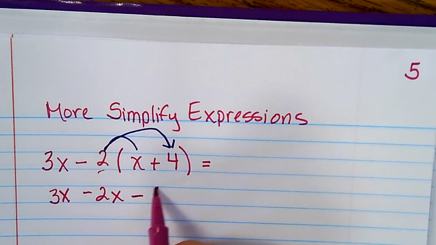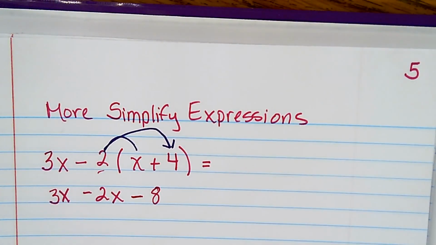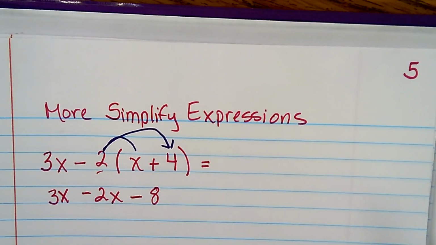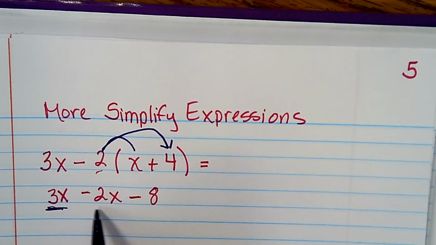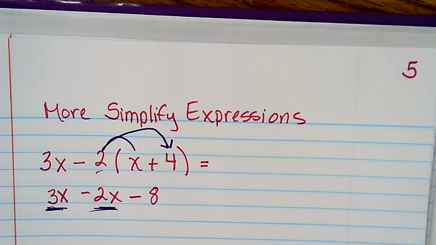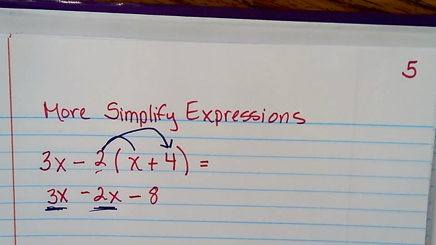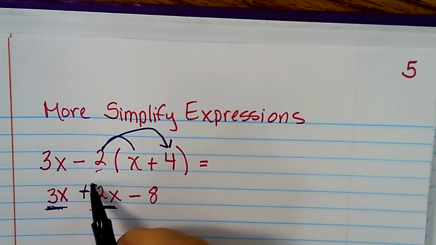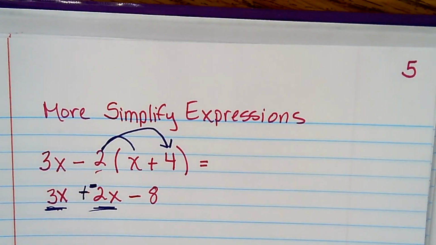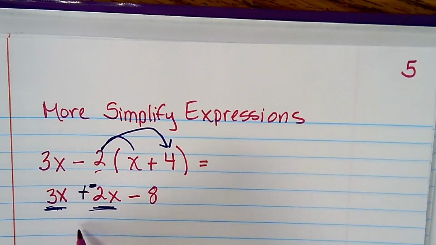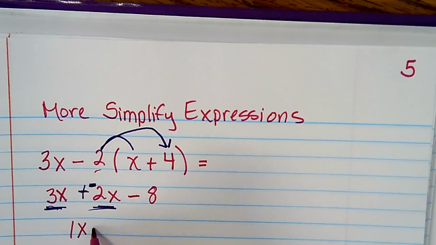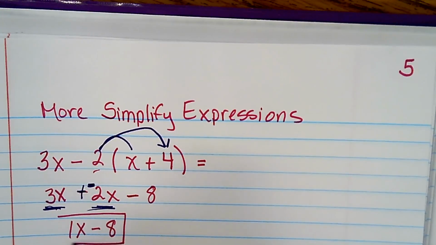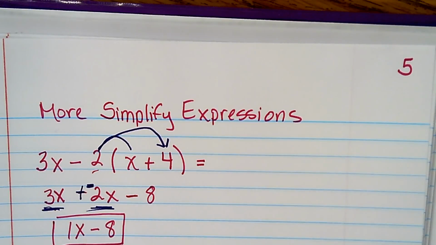Are there any like terms? Yes. Yesterday when we did distribution, we were done. Today, you're probably going to have some like terms, so you need to do one more step. Positive 3, and I'm going to change that subtraction to adding the opposite. So I have a positive 3 added with a negative 2x. So that's 1x minus 8. Okay, any questions?